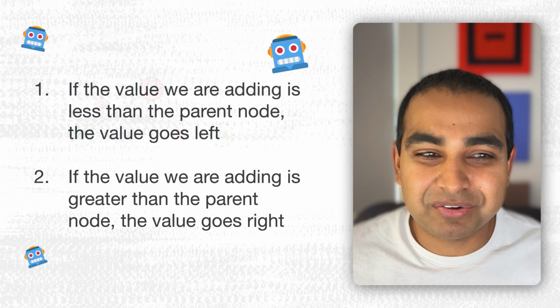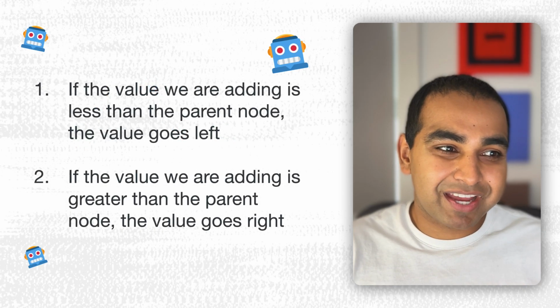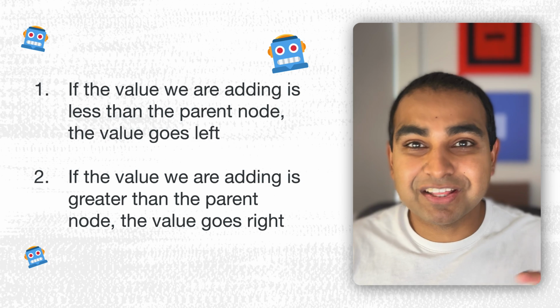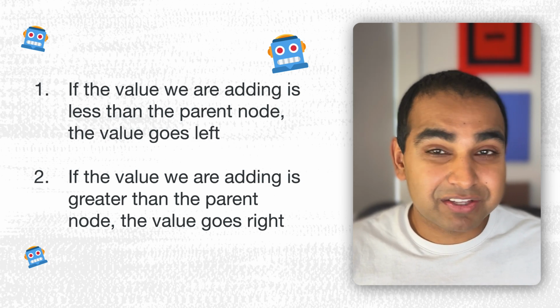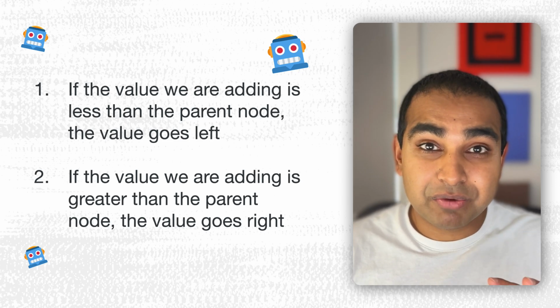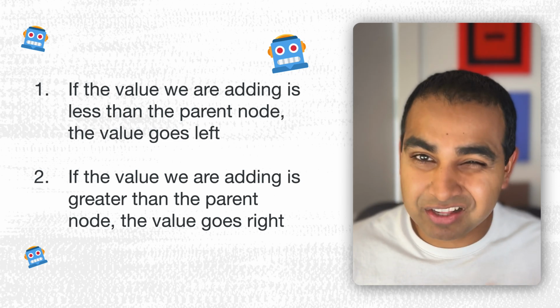That goes back to what we started with earlier. If the value we're adding is less than the parent node, the value goes left. It becomes a left child. If the value we're adding is greater than the parent, the value goes right. It becomes a right child. Now, it won't always be a child, but for now it will be because we're at the root node.